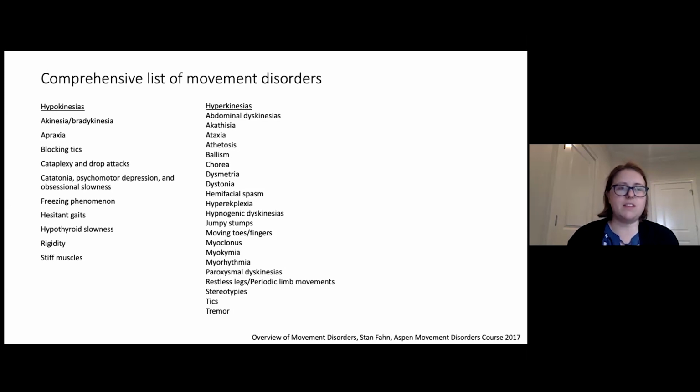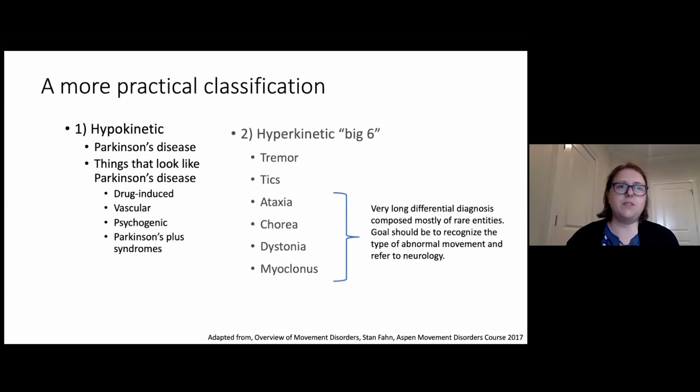If you look at a comprehensive list of movement disorders, the list is long and intimidating, and in my opinion, not actually very helpful as an approach to the field. So instead, I'm going to give you a more practical classification, which is how I think about movement disorders. On the hypokinetic side, you have Parkinson's disease and then a whole lot of other things that look like Parkinson's disease, either because they are secondary Parkinsonism or they are the Parkinson's plus or atypical Parkinson syndromes.